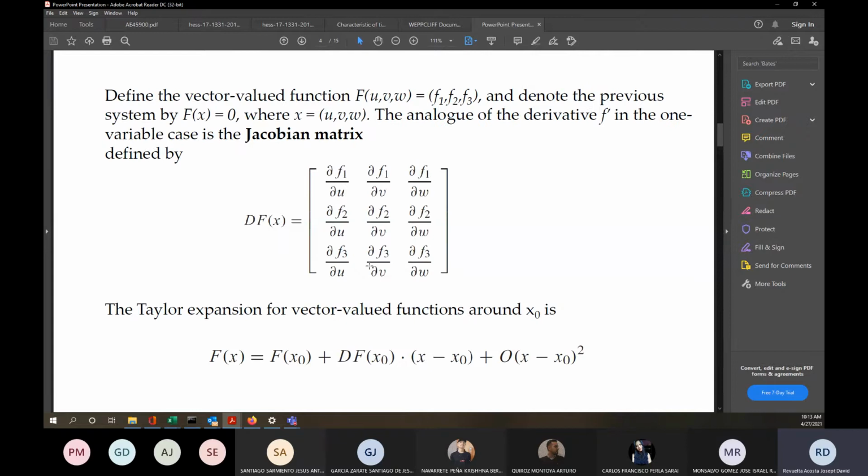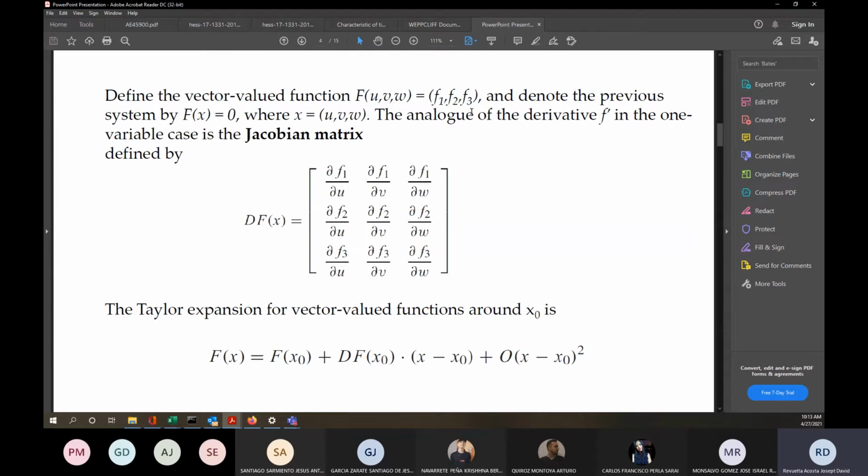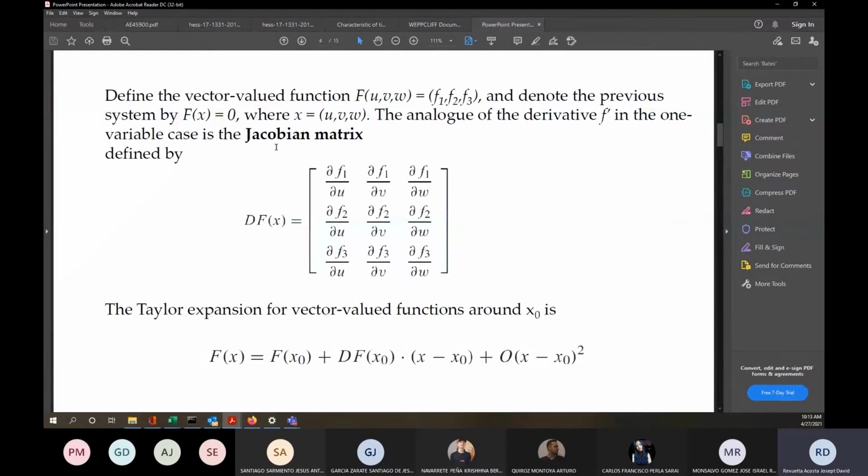So here we're going to define a vector valued function F. And this vector function is going to include function 1, function 2, and function 3. These three functions. So it's going to be in general something like a matrix, but it's not only the coefficients, it's the entire equations. And then we denote the previous system by F(x) = 0, where x is equal to (u, v, w), which is this one. So the analogy of the derivative f' in the Newton-Raphson method, which is this one, in the one-variable case is the Jacobian matrix.